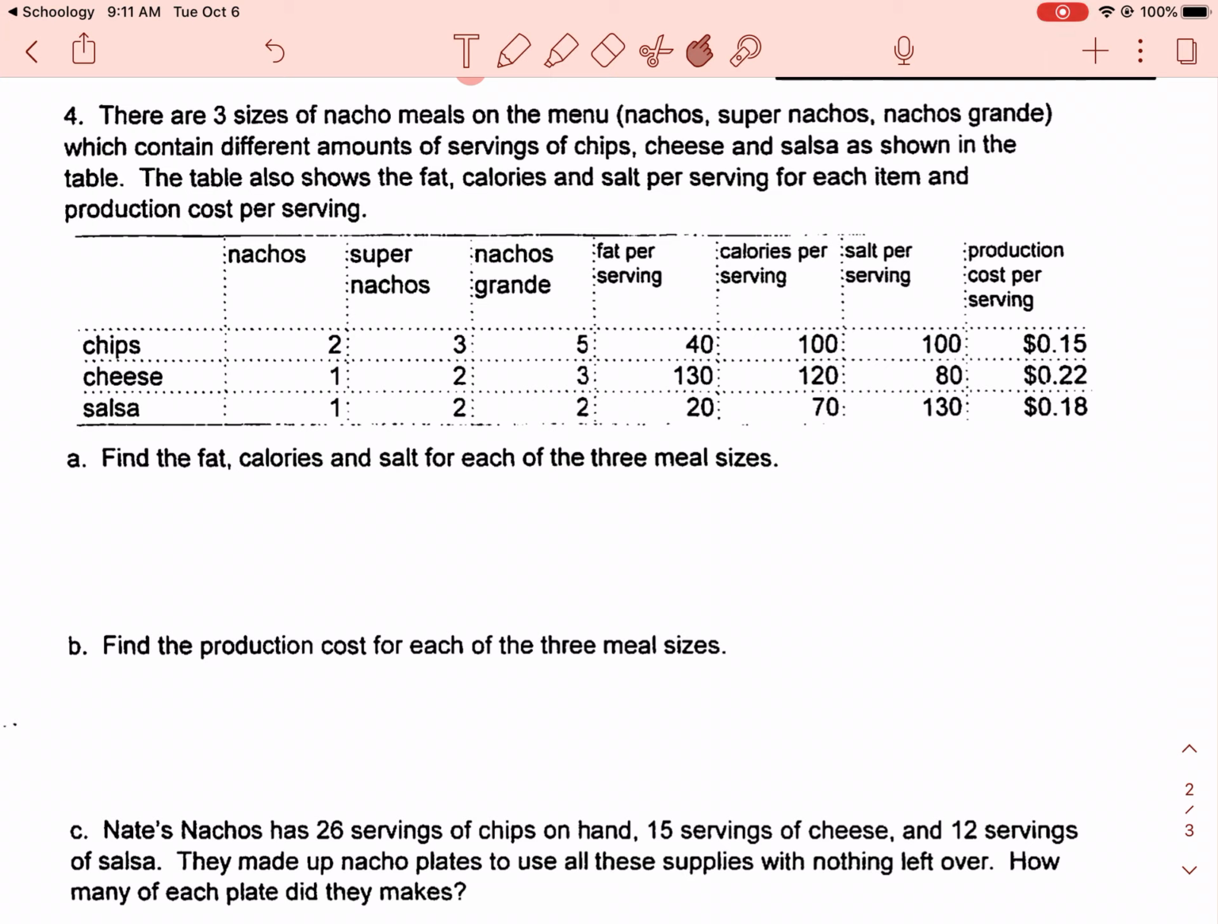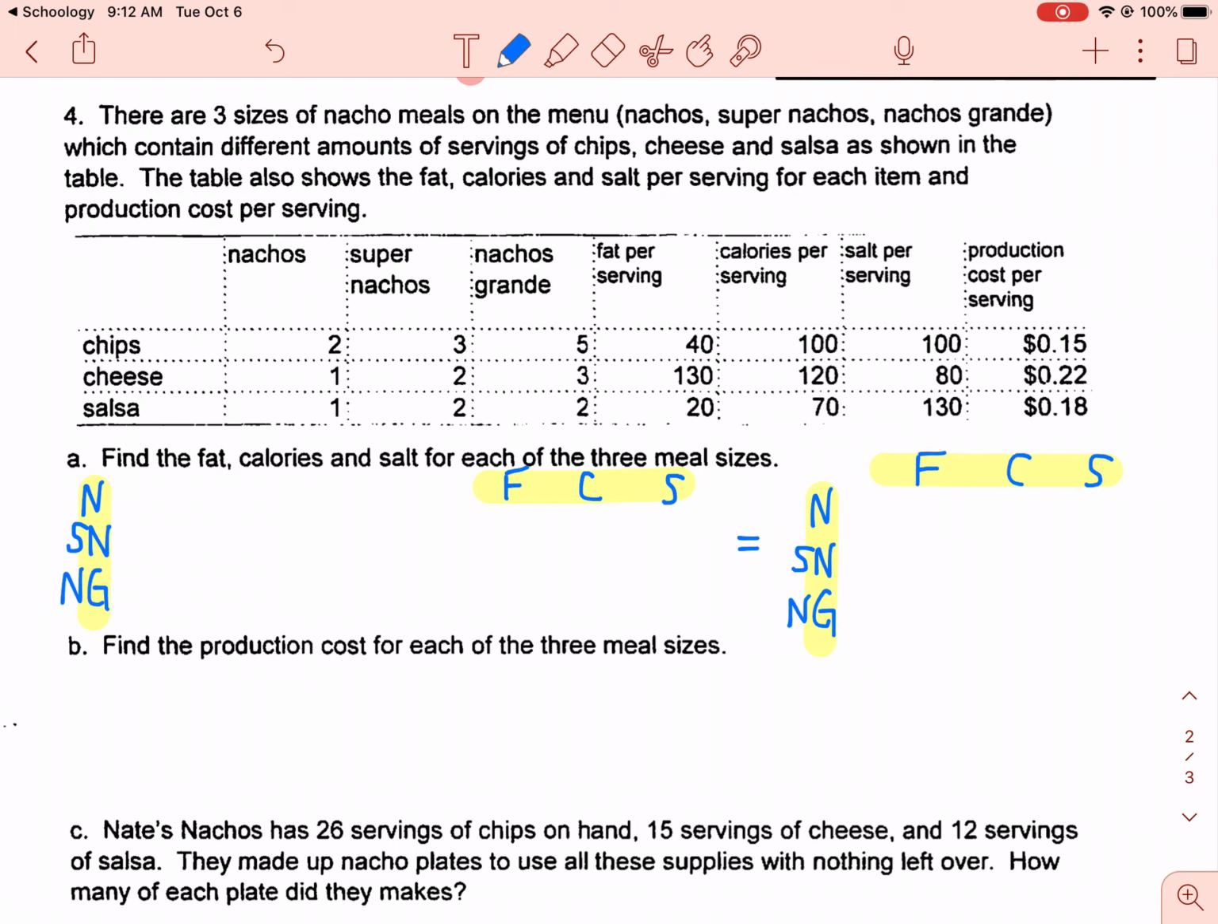Part 1, Part A. Find the fat, calories, and salt for each of the 3 meals. Okay, so maybe I'm going to start with looking at my result. And this is going to be my result matrix here. What units do I want in the end, in my final one? Well, I want the fat, calories, and salt for each of the 3 meals. So I can do nacho, super nacho, nacho grande, because those are my 3 meals. And I want to know the fat, the calories, and the salt. That would be, in the end, fat, calories, salt.